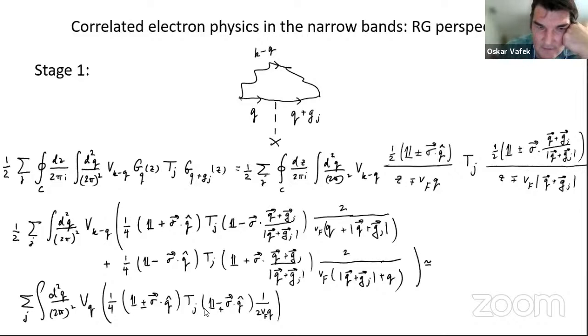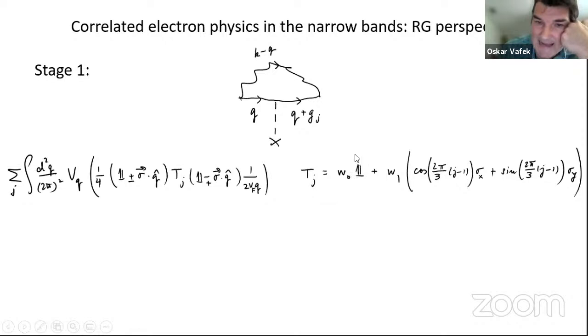Now, the interlayer tunneling is itself a matrix. And let's see. That matrix contains an identity. That's the one that's proportional to W0. And then it contains a piece which is proportional to sigma X and sigma Y. Remember, sigmas act in the sublattice space. And that piece is proportional to W1, the interlayer tunneling through the AB region.